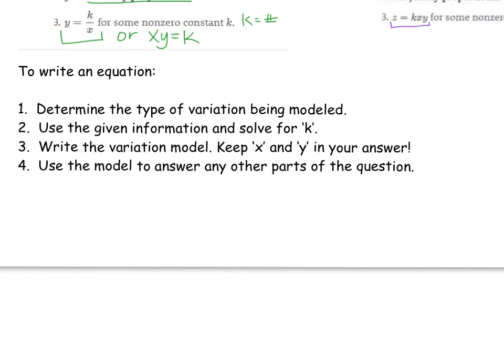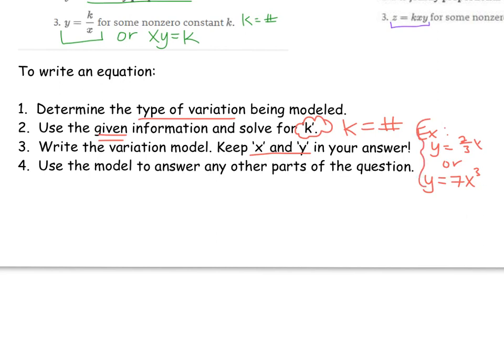As we look at the application problems on the back, the first step is to just determine the type of variation being modeled. What we do is we just write out the formula, and then we plug in the new variables from our word problem. We'll have given information to help us solve for k. And remember, k is just a number. We're going to write the variation model with that k in mind, and we'll keep x and y in our answer. So the example for this step would be something like y equals 2/3 x. Or we could maybe say y equals 7 x to the 3rd power. That's what your answers for step 3 will look like.